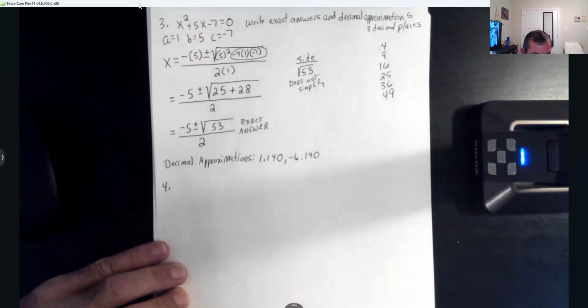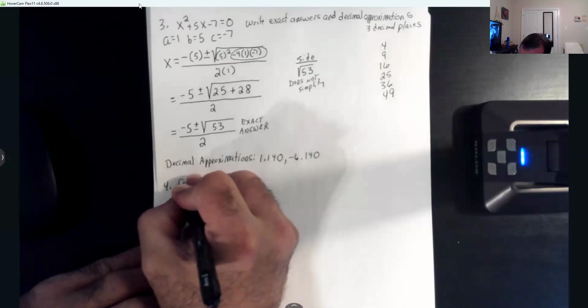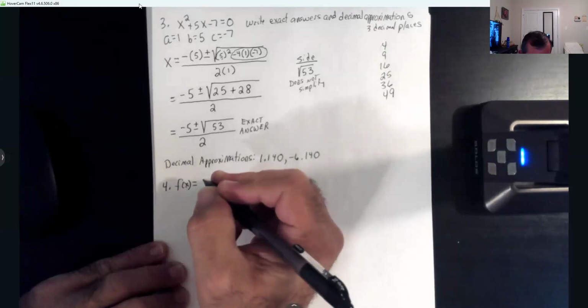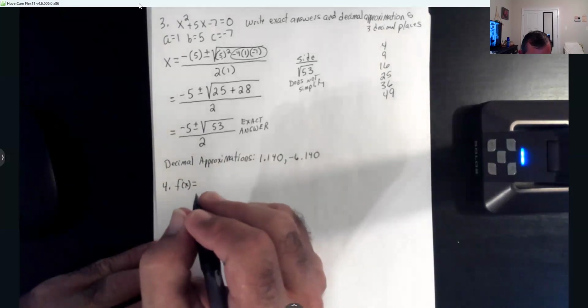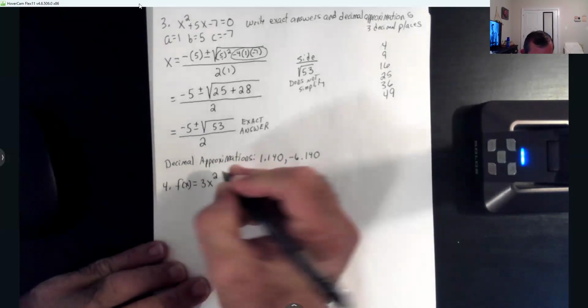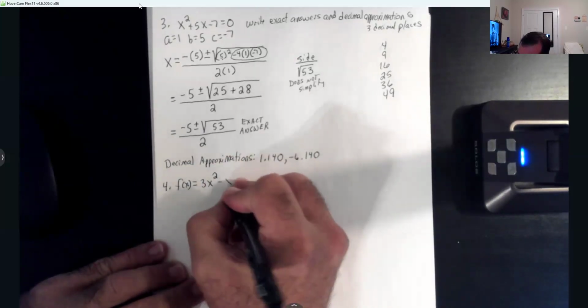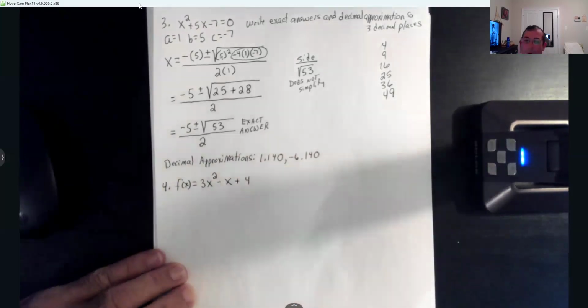All righty, y'all, so let's see. This one, the zeros, and this one they're giving me f of x equals, oh, what is that? 3x squared minus x plus 4.